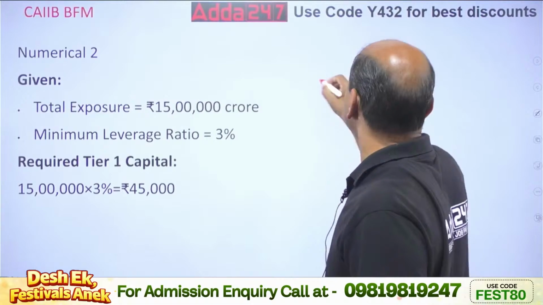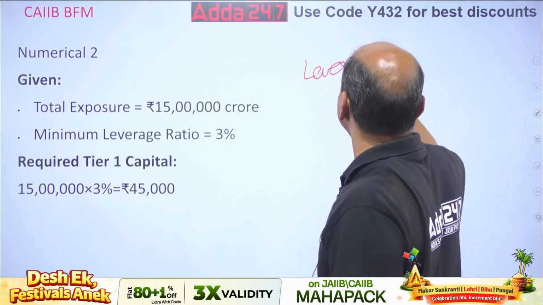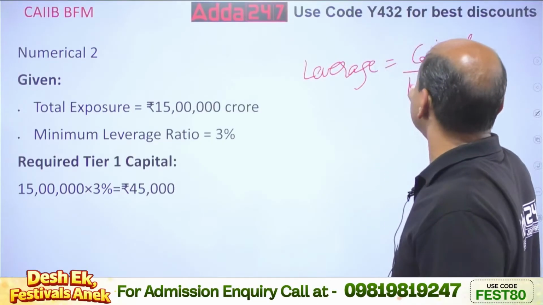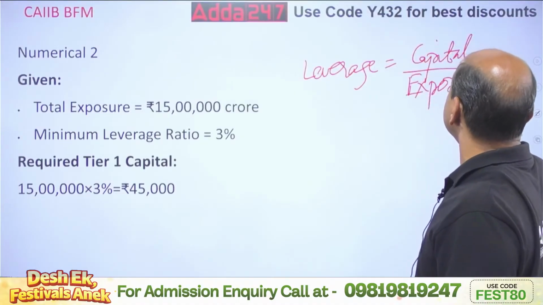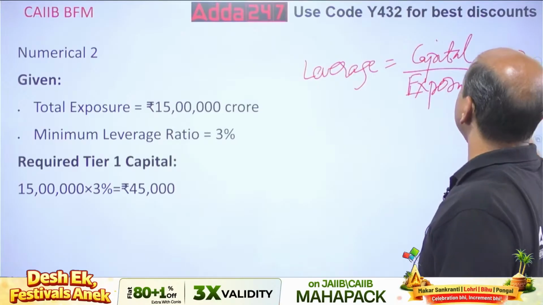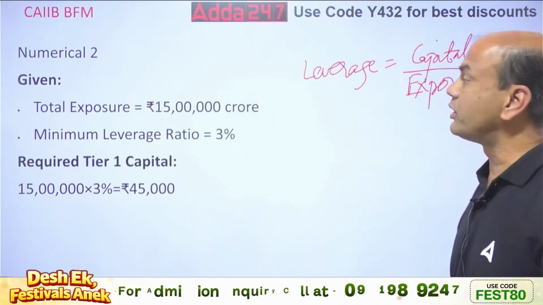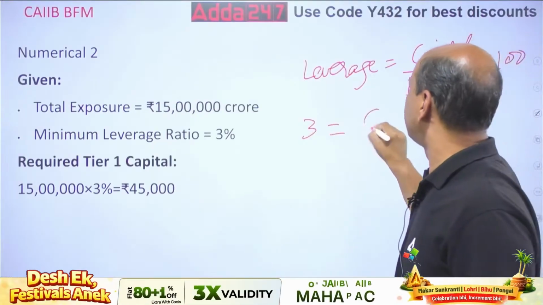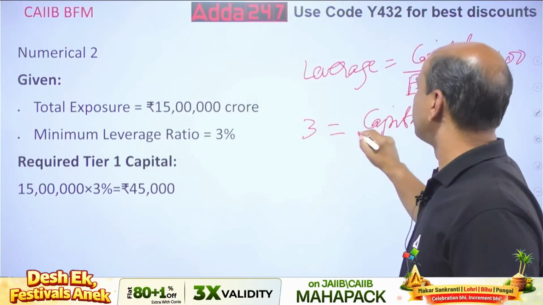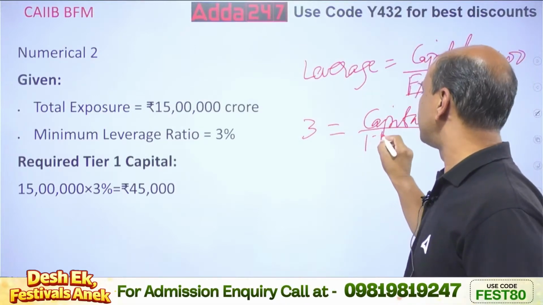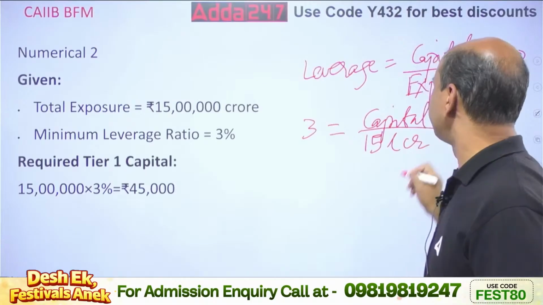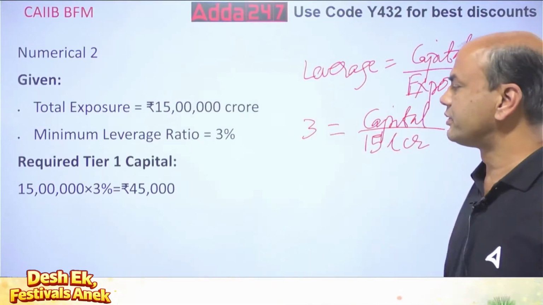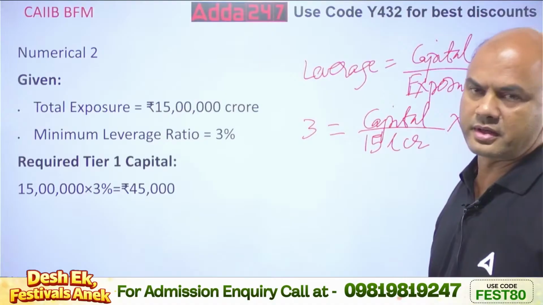Leverage equals capital upon exposure, as we just saw, into 100. You have to multiply it by 100 because we are dealing in percentage. Now what is given to you? Leverage is given. 3 equals capital upon, what is my exposure? 15 lakh crore. Into 100. So just cross multiply it. So capital equals 3 into 15 upon 100.